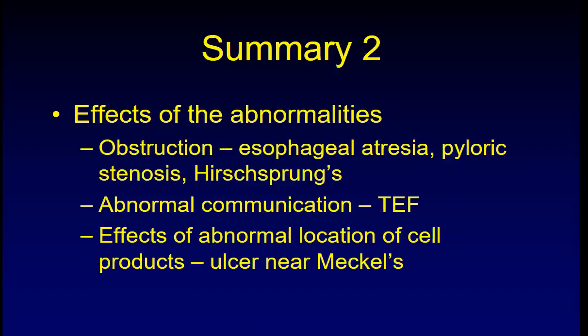The effects of these abnormalities vary, and they can produce a variety of GI symptoms. Obviously, atresias and stenosis, as well as the lack of peristalsis in Hirschsprung's, produce obstruction at various levels of the GI tract. Abnormal communications between tubular structures can also occur, as in tracheoesophageal fistula, with aspiration and/or vomiting. Occasionally, there can be effects of the abnormal location of cell products, for instance, the relatively rare ulcers near Meckel's diverticulum.